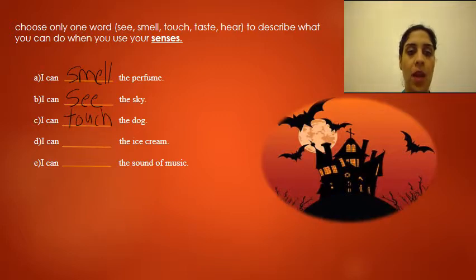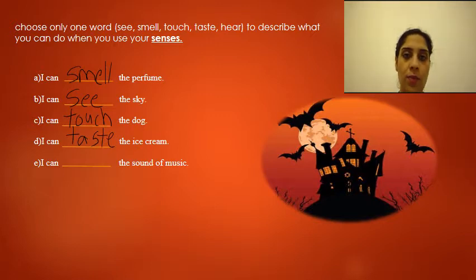I can blank the ice cream. How do you know the ice cream is delicious or not? We taste it. We use our mouth to taste the ice cream. I can taste the ice cream. Now, regarding the last one, I can blank the sound of music. What do we do with the sound of music? We hear it or we listen to the music. We use our ears. Here we have to write the word hear. I can hear the sound of the music.